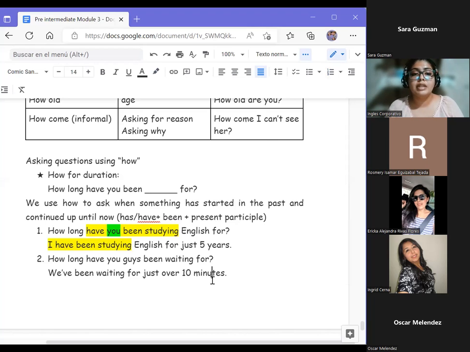How long have you been studying English for? Y la respuesta, I have been studying English, and then we add the complement. And the other one, how long have you guys been waiting for? We have been waiting for, and we add the complement. So in that case, we are going to use the same information to answer those questions.